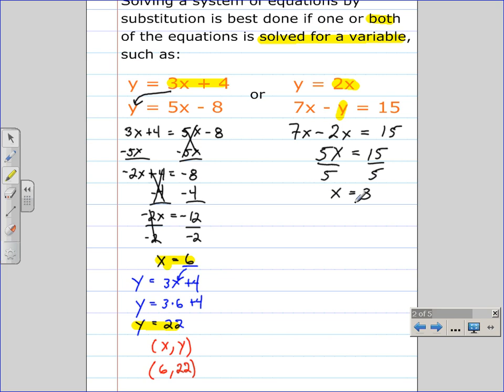Now we have to substitute this x is equal to 3 into one of the original equations, and in this case, the first equation would be the easiest. So we'll have y is equal to 2x, where we take the 3 and substitute it in for the x, so we get 2 times 3, so y is equal to 6. Therefore, the solution to this system of equations is 3 comma 6.